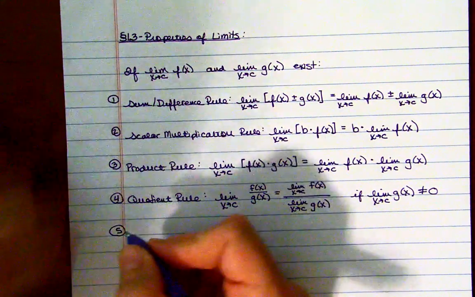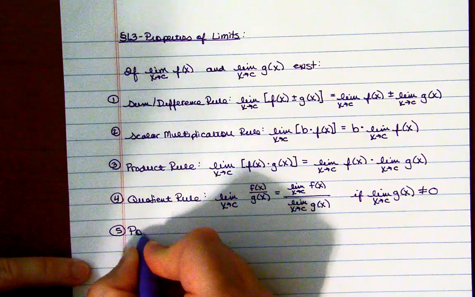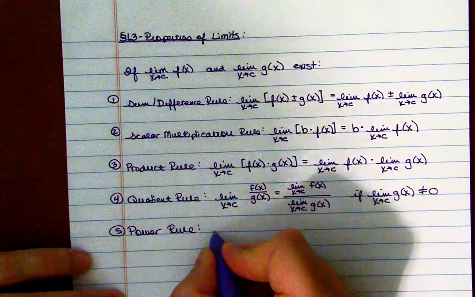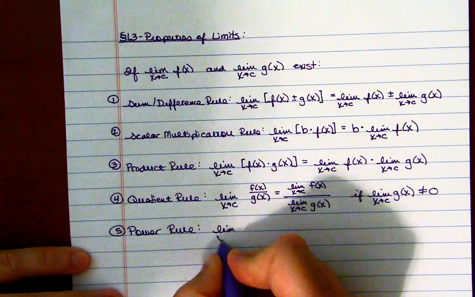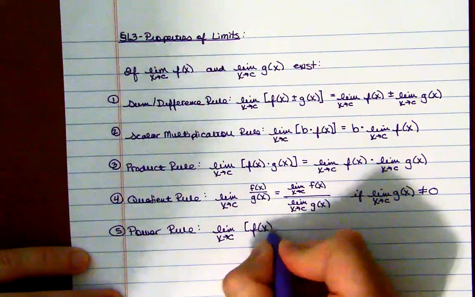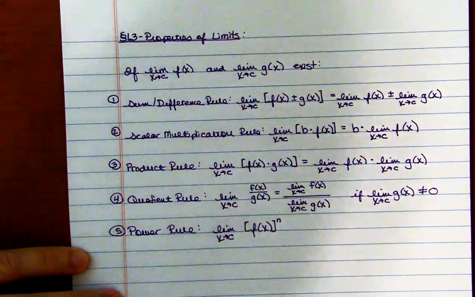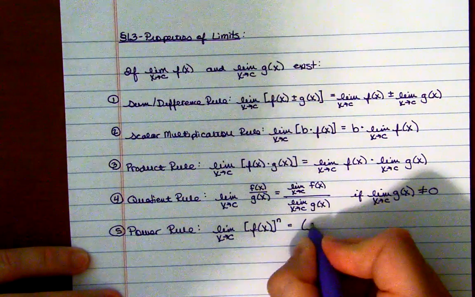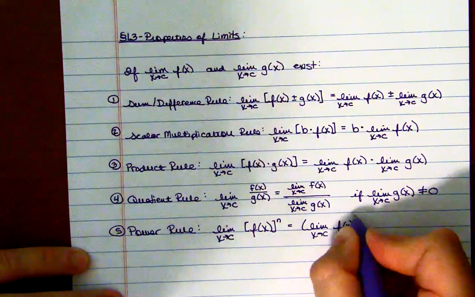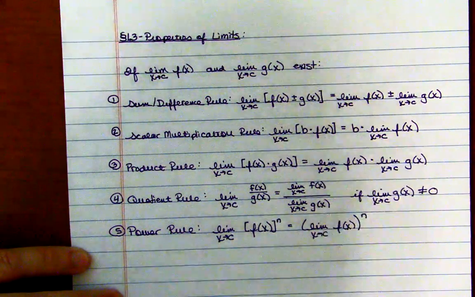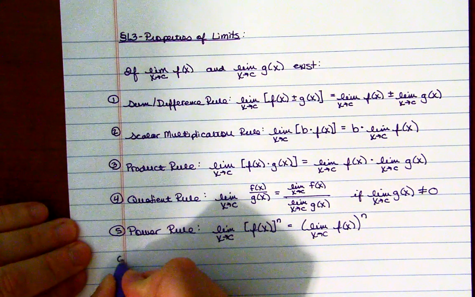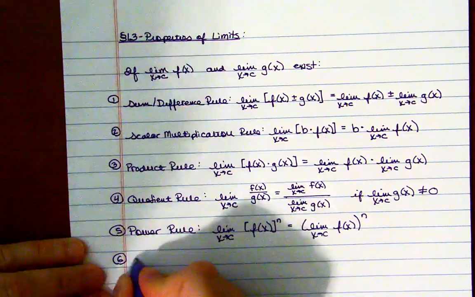Next, we have the power rule. Which says if I want to do the limit as x approaches c of some function raised to a power, I can take my limit as x approaches c of my function f of x, get an answer, raise the answer to the nth power. One more, and then we'll start applying these. We have a composition rule.